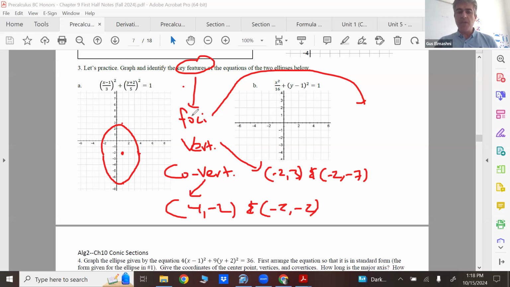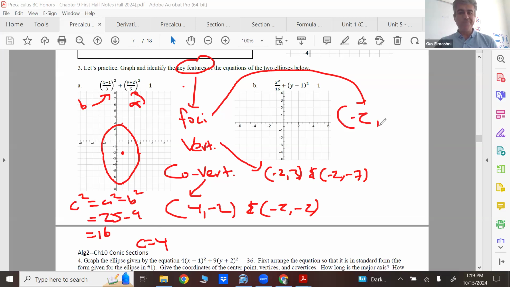Your foci would be, now for c squared. So c squared is 25 and b squared is 9. Remember, a was 5, right? A is 5 and b is 3. So c is 4. On the major, yeah, always in the major. So it's -2, 2 and -2, -6. Is that right? The foci.